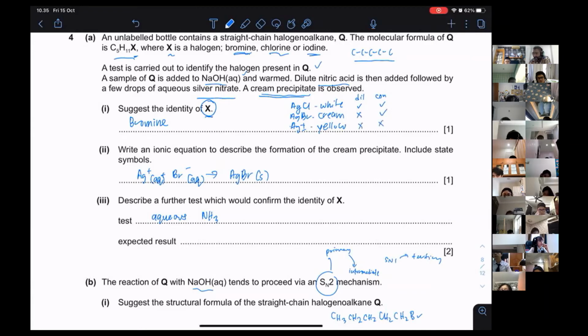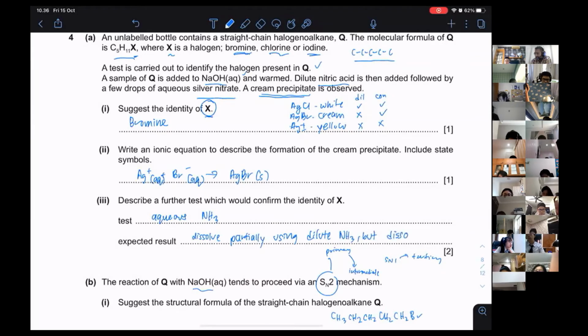So in this case, you just need to mention the expected result: dissolve partially using dilute ammonia, but dissolve completely using concentrated ammonia. That is going to be what you write.